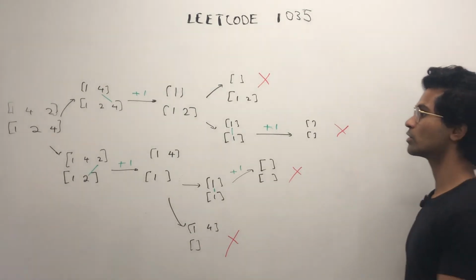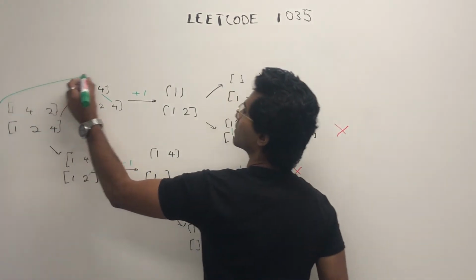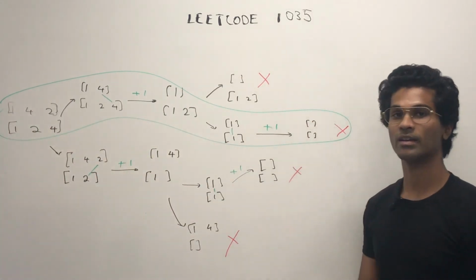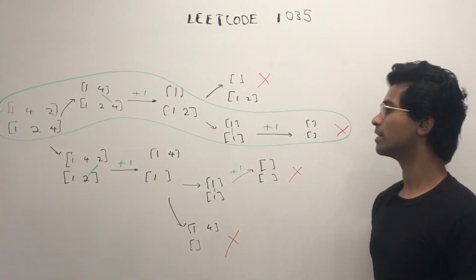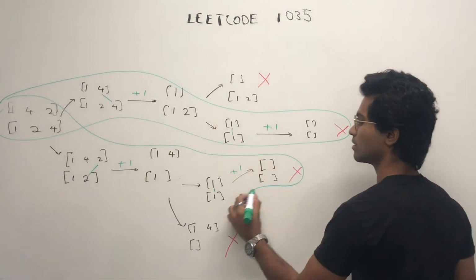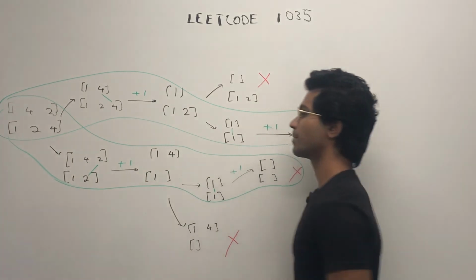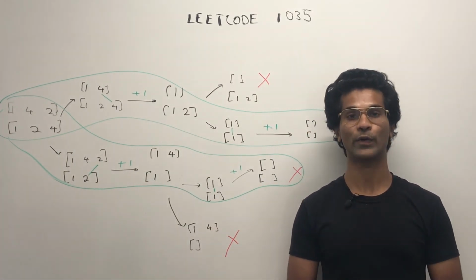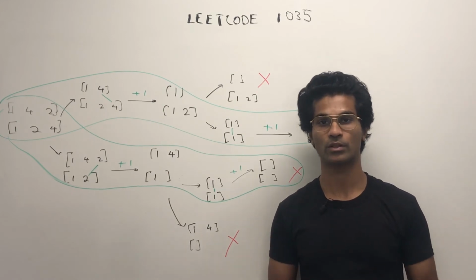So essentially, this branch gives us 2, and this branch gives us 2. So the maximum number of uncrossed lines we can have for this problem is 2.